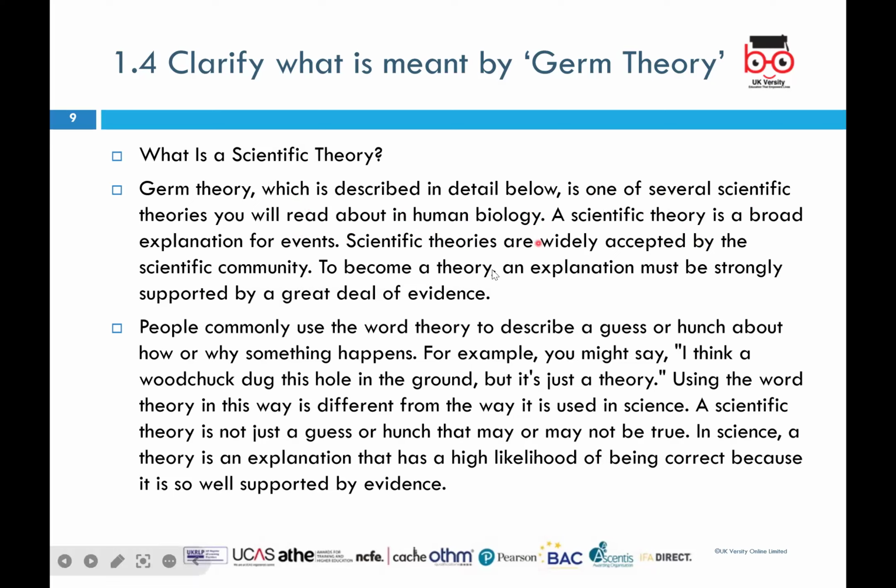Scientific theories are widely accepted by the scientific community. So everyone agrees to them. They have been peer reviewed. Everyone has reviewed these and they've authenticated them, that yes, these are true. To become a theory, an explanation must be strongly supported by a great deal of evidence. So that evidence has already been out there, and that is when these theories have been accepted and have come into practice as well.